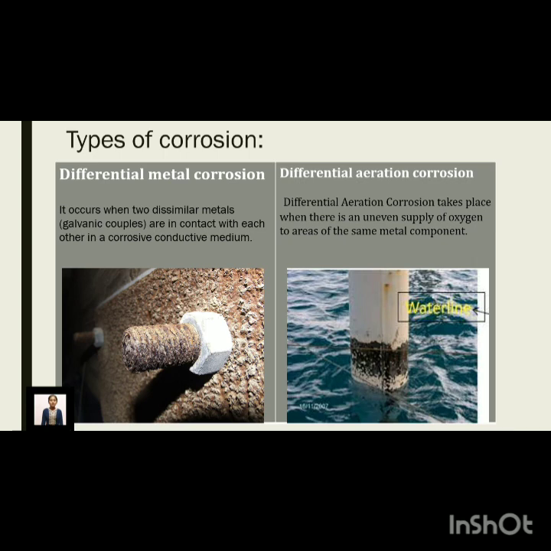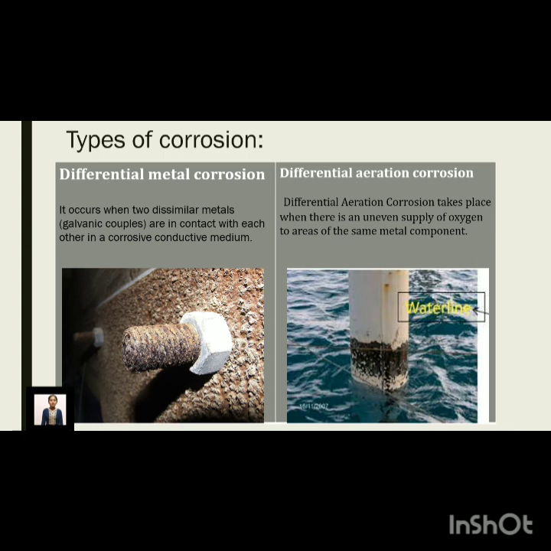So now let's see the types of corrosion. The first one is differential metal corrosion, otherwise called galvanic corrosion. The second type is differential aeration corrosion. Under differential aeration corrosion, we again have two types: waterline corrosion and wetting corrosion.